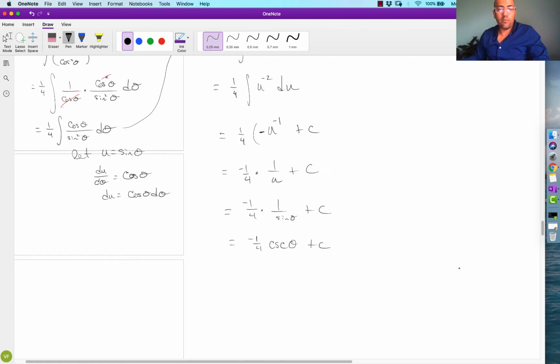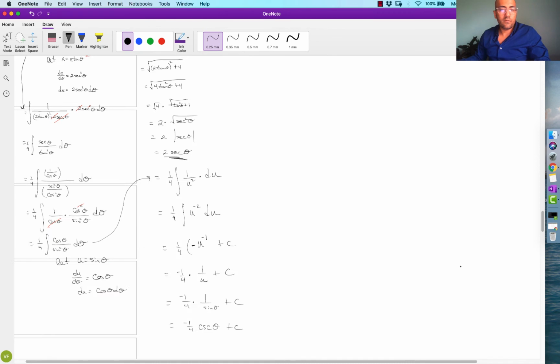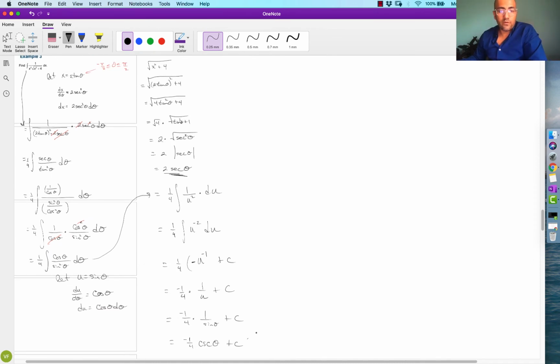Almost there. Now we got to go back to the original substitution. I got off track here. So let's go back way over here. So we have that negative 1/4 cosecant theta plus c. But now, going back to the expression of x was equal to 2 tangent of theta, which means x over 2 equals tangent of theta.